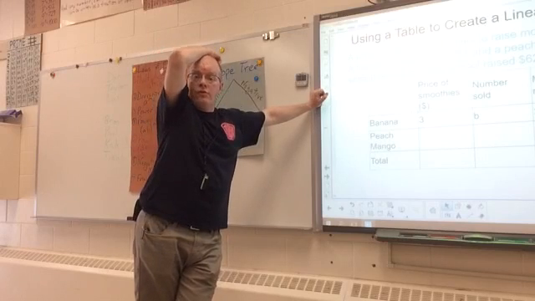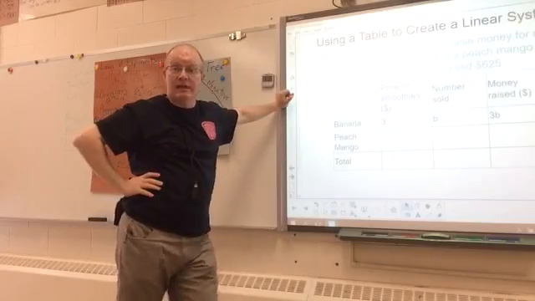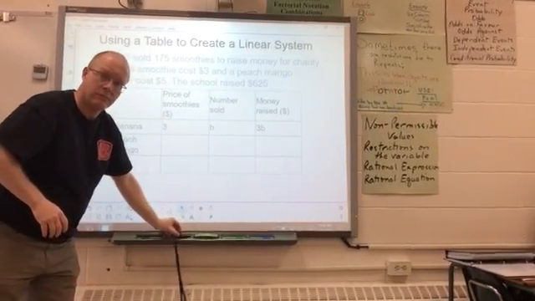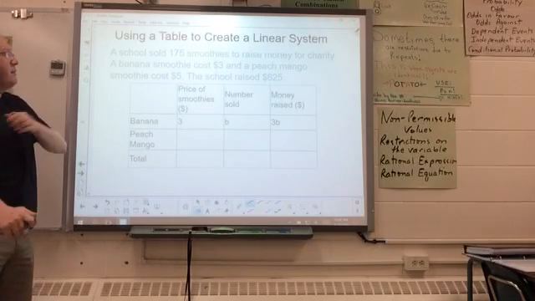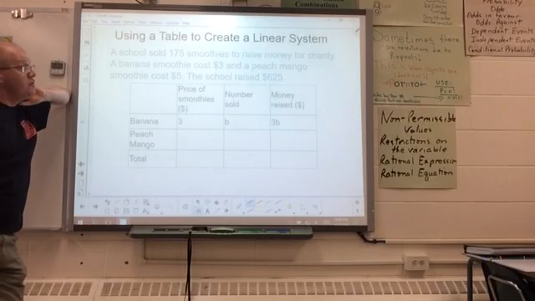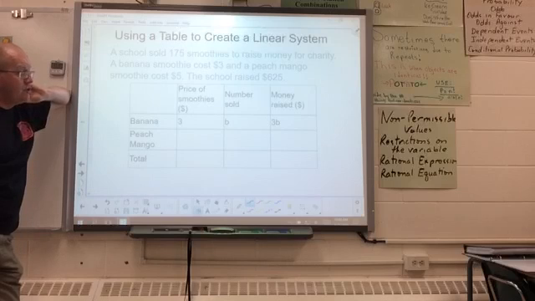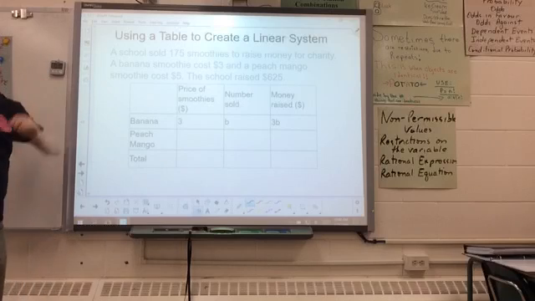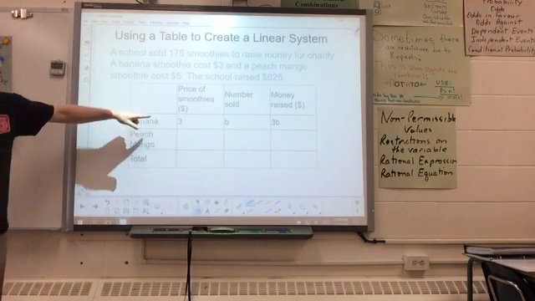Now, guys, quite often with these word questions, a table is a really nice way to set up the information. So, looking at this here, a school sold 175 smoothies to raise money for charity. A banana smoothie cost $3 and a peach mango smoothie cost $5. The school raised $625. Setting up a table is a good way to come up with the equations. Sometimes I will ask you to come up with a table, sometimes not. It's organizing.